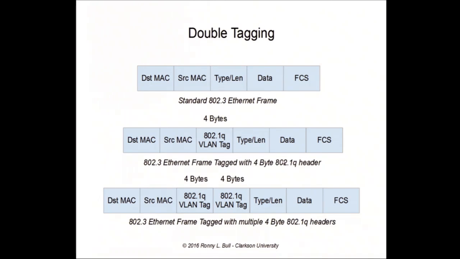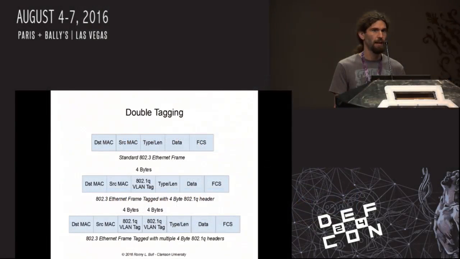So here's a comparison of frame types. The first one is a standard Ethernet frame without VLAN support. The second one is a standard VLAN tag with one 802.1Q tag in the middle of the header. And then the third one, down on the bottom, is doing 802.1Q double tagging. So this is where we're actually doing a VLAN tag within the frame, and we're doing multiple ones.